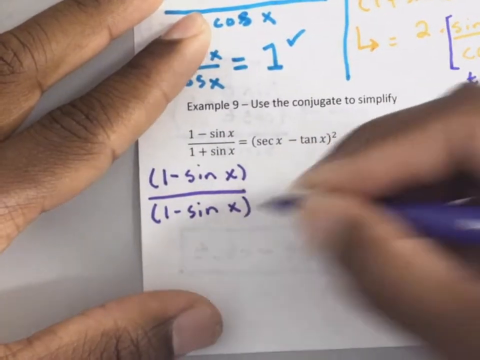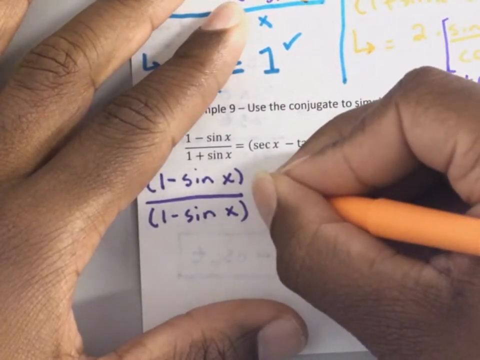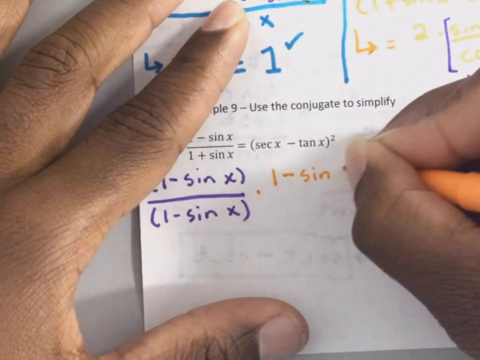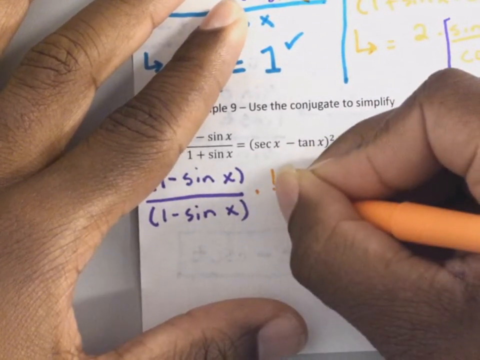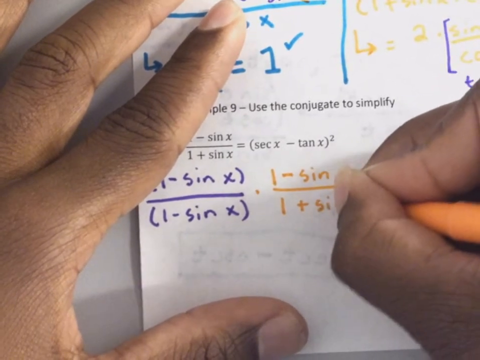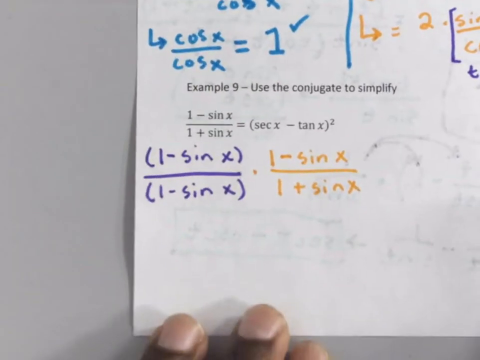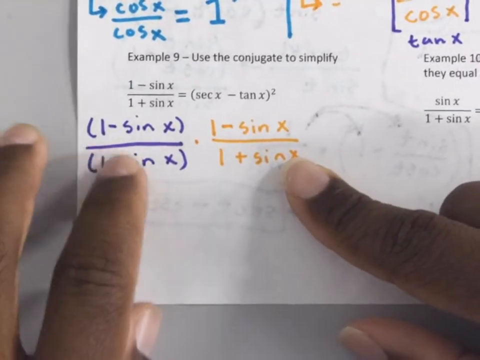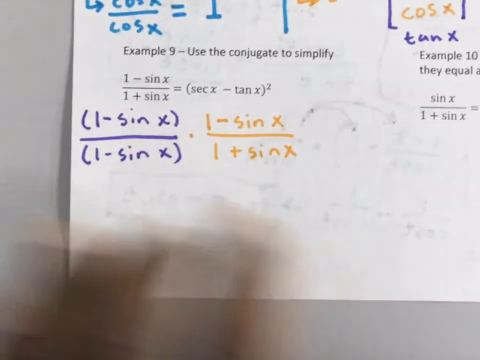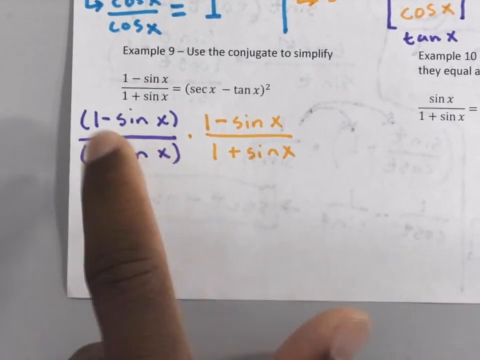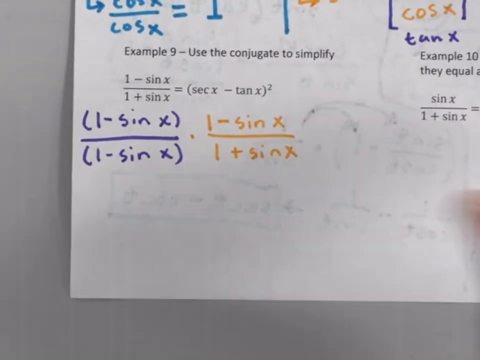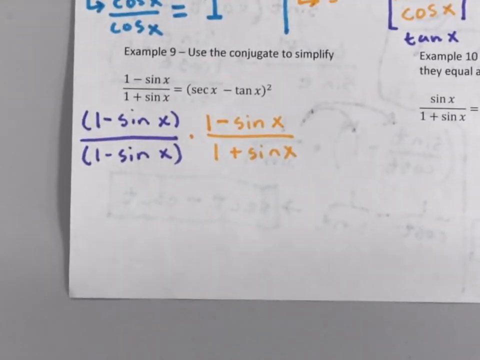What I already had was 1 minus sine x on top, 1 plus sine x on the bottom. The orange is what I'm starting with. The purple is what the conjugate was. That's what I'm multiplying by. I'm not going to write the right side because at the end my answer should end up being the right side. Guys got any questions yet?